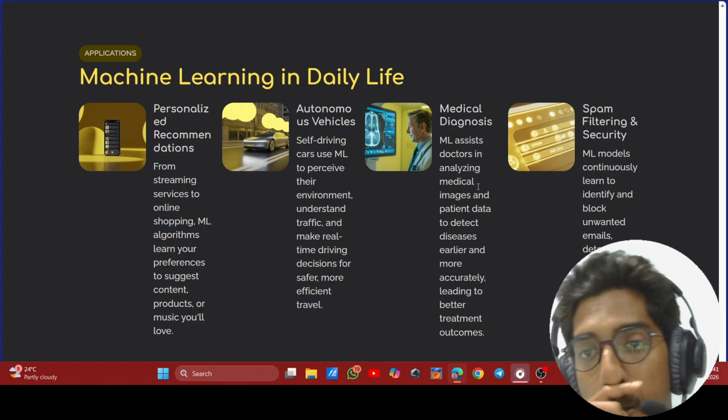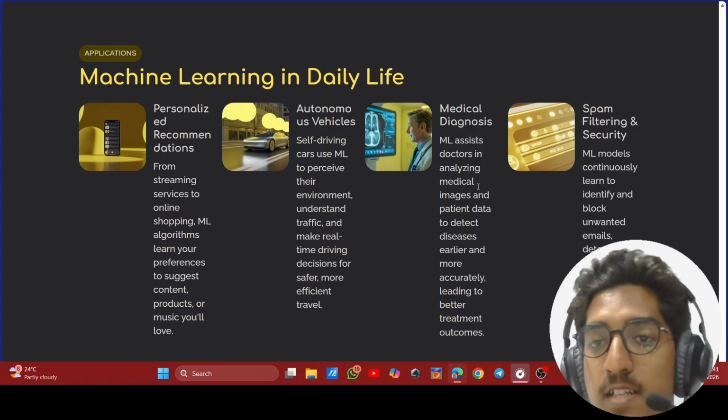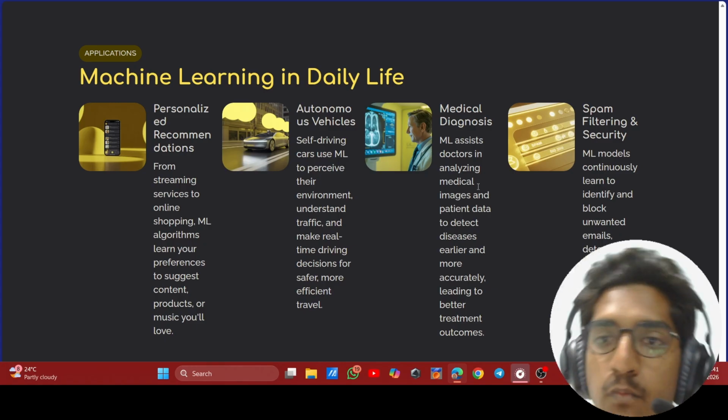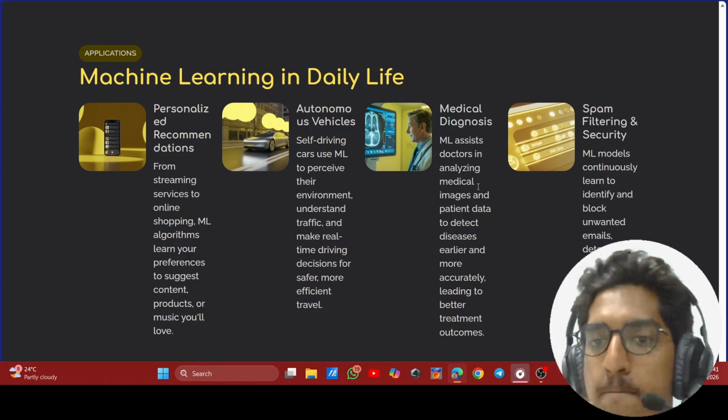Okay. So the next application is spam filtering and security.